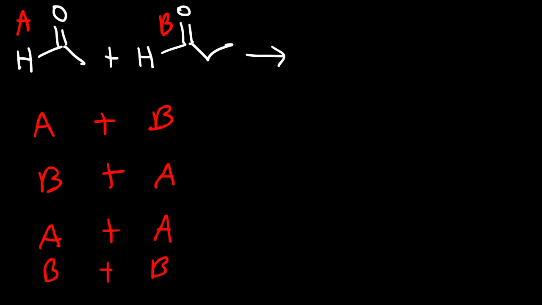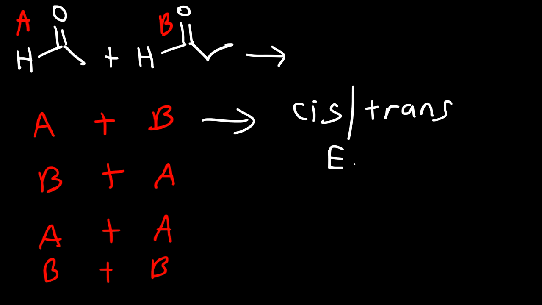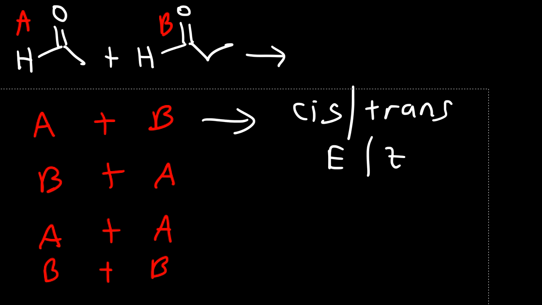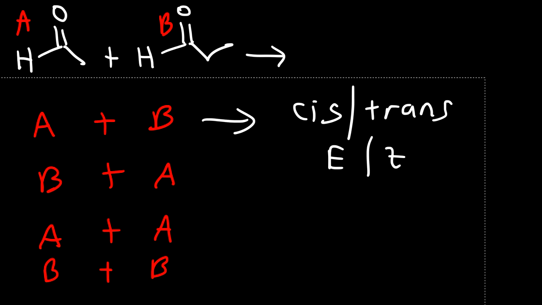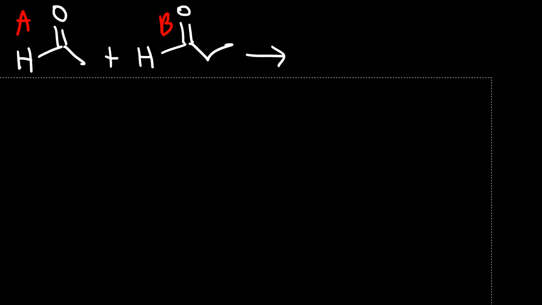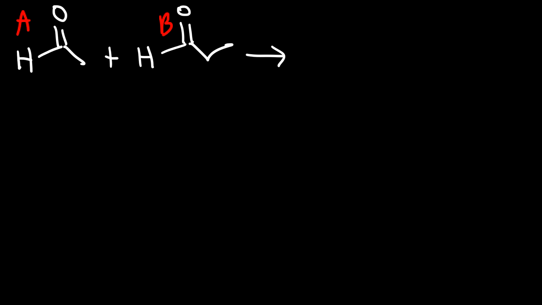Because with A and B, you can get the cis and the trans isomer. Or sometimes, it could be just the E and Z isomer. So keep that in mind. So you can get 4 different products, but 8 different stereoisomers. Now let's start with this example. So we're not going to do the mechanism.